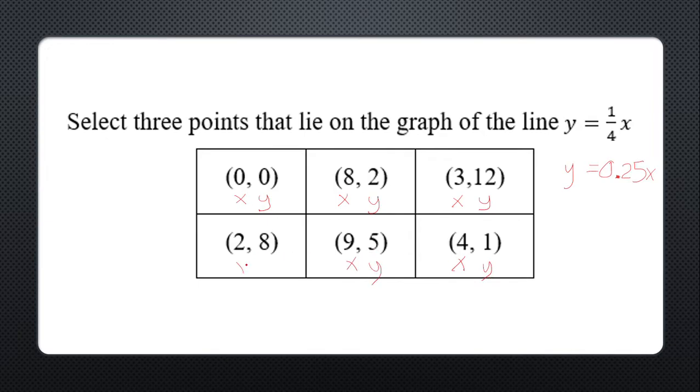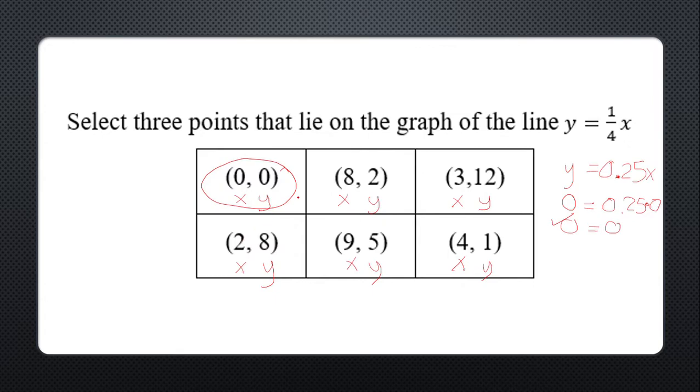And I'm seeing which one is true. So if I have 0 for my y, and I'm looking at the equation, if I plug a 0 in for my y and I multiply 0.25 and I have a 0, are these going to equal each other? All right. So the answer to this one, yes, this one will work, because anytime I multiply something by 0, it's going to equal 0. So the first one would definitely lie on the graph.